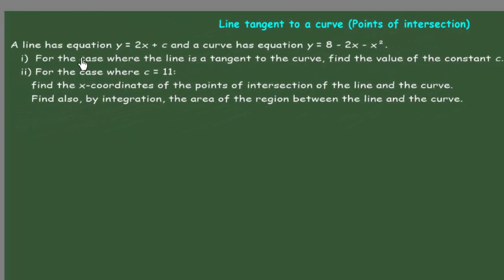In our example here, we have a line with equation y equals 2x plus c, and a curve with equation y equals a minus 2x minus x squared. For our first question, for the case where the line is tangent to the curve, we want to find the value of the constant c in the equation of the line.